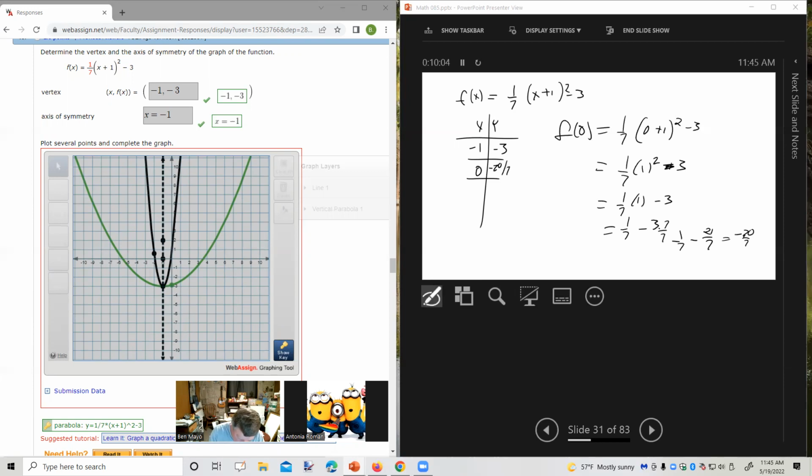Are you okay how I got that? Yeah, you just multiply it with the denominator, right? Yeah. Okay, so then your 2 points, one of them is going to be -1, -3. And then the next one is going to be 0, -20/7. And again, here you could put in 0 and then -20/7 as a fraction. Don't put in a mixed number and don't put in a decimal here because it'd be repeating. You okay with that? Yes.